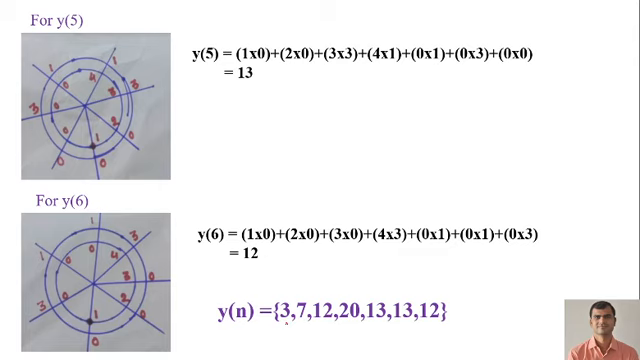So in this way we can solve the circular convolution using the graphical method, which is also known as the concentric circle method. Thank you very much.